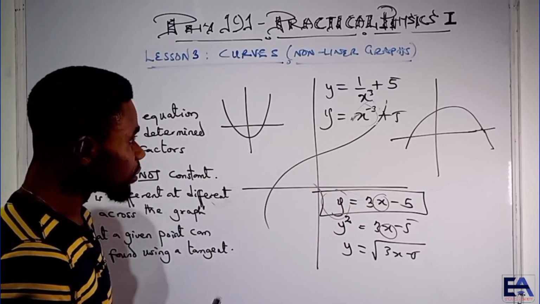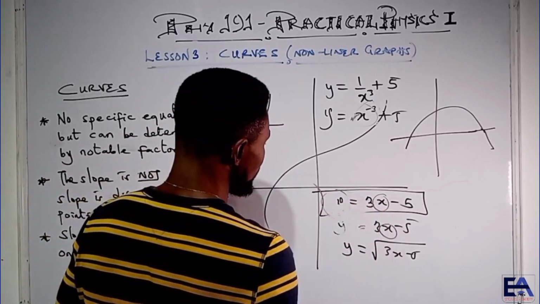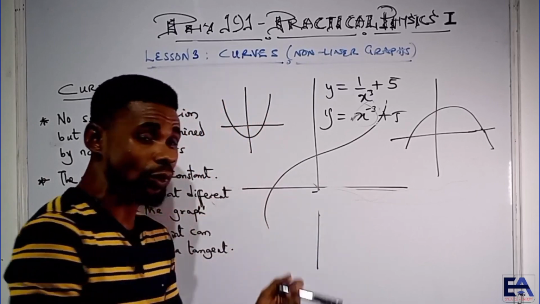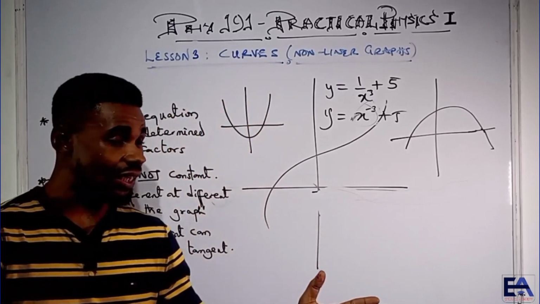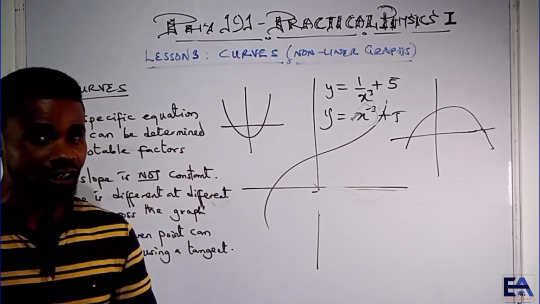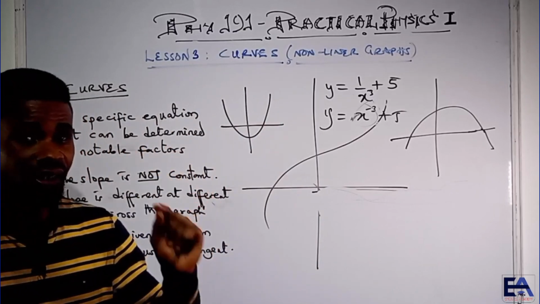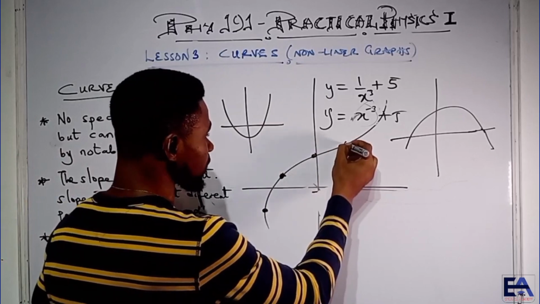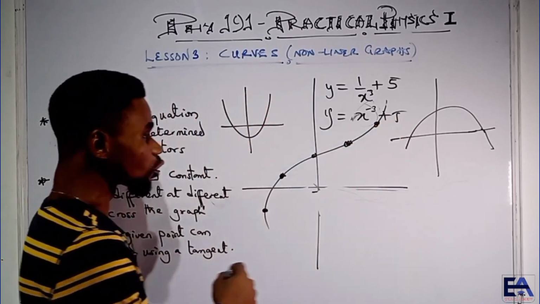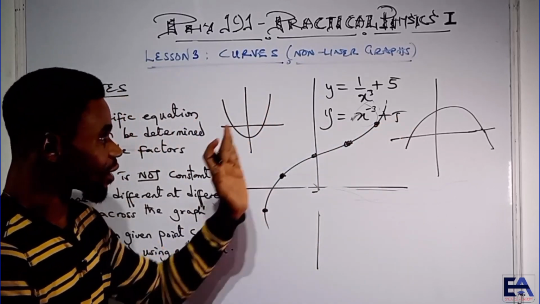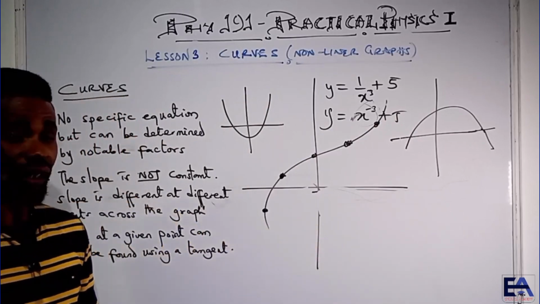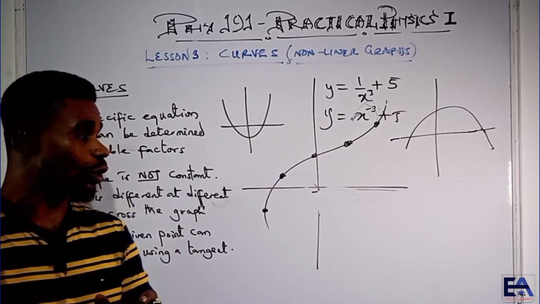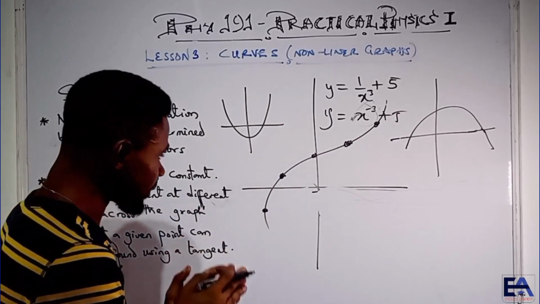Now, another thing about a nonlinear graph is that the slope is not the same, unlike a linear graph, where anywhere you choose the point from, you're always going to get the same answer. But for a nonlinear graph, the slope at this point is different from the slope here, and different from the slope here. The slope is different at every point across the graph. So that is another property of a nonlinear graph. We have different slopes at different points across the graph.